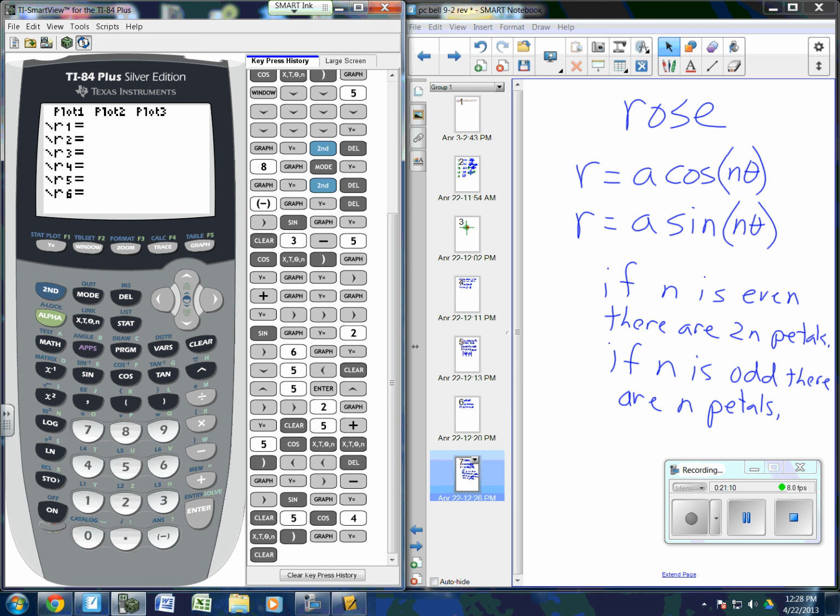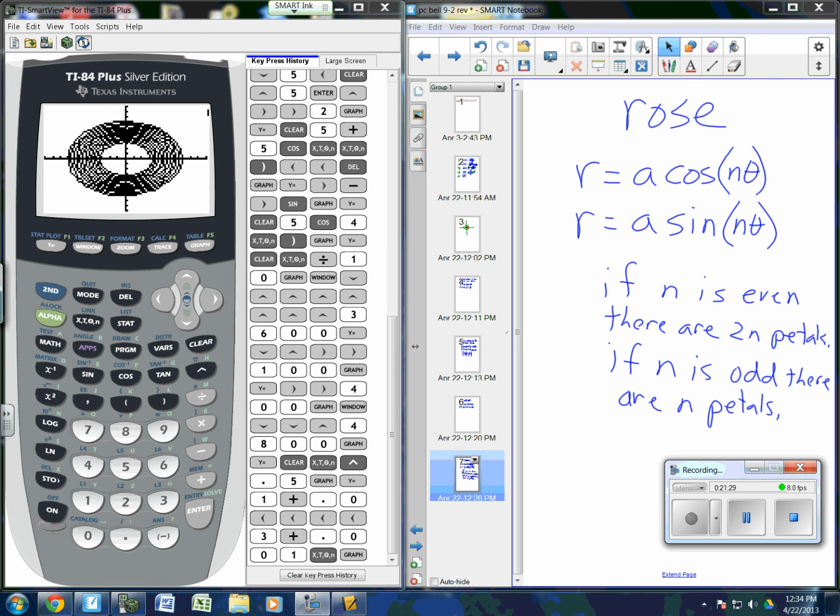If n is even, there are 2n petals. That means there's twice as many petals. Like, if n was 2, there would be 2 times 2 petals. When you put in 4, there's 8 petals. If n is an odd number, like 5, then there's only going to be 5 petals. Got it? I don't know if I recorded the spiral for these guys, but that's pretty good. We call that the donut. We're going to name it after Andrew, the Lester donut, or something like that.